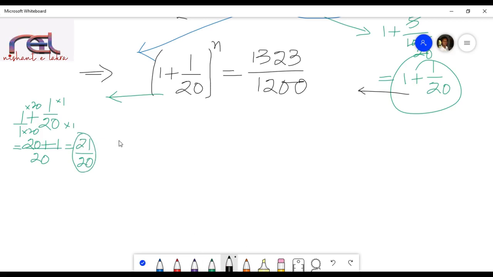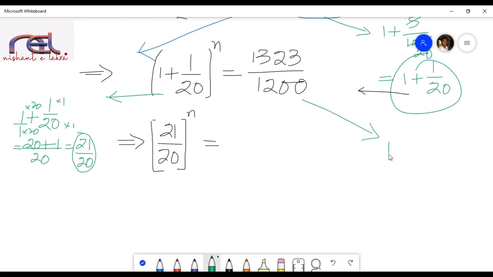We'll just replace the values here. The value that we have got after simplifying 1 plus 1 by 20 is 21 by 20. So we'll write it down there, 21 by 20 to the power n equals 1323 divided by 1200. I think we can simplify this, right? You can just try it in your rough. Whenever you think that you can simplify or make the fraction smaller, you can try it in your rough. So I think we can do it, right?